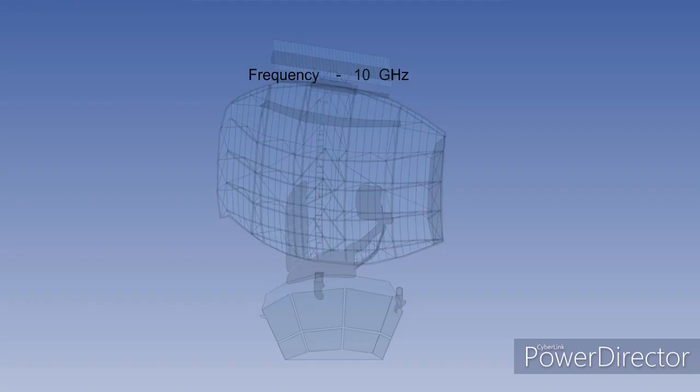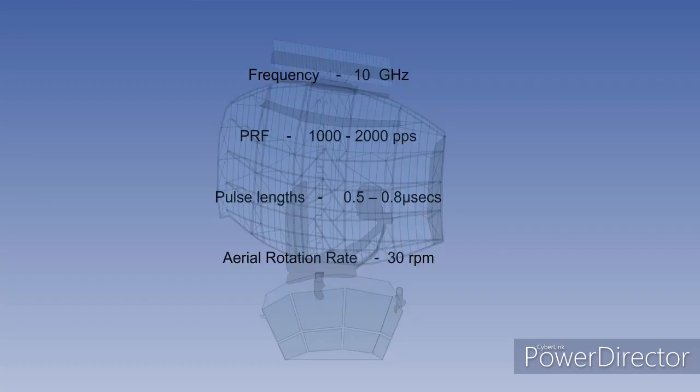The normal frequencies used for these types of radar are around 10 GHz. PRFs are 1 to 2000 pulses per second. Pulse lengths are between 0.5 and 0.8 of a microsecond. Aerial rotation rates are about 30 RPM. They normally give a maximum range of 20 to 30 nautical miles.